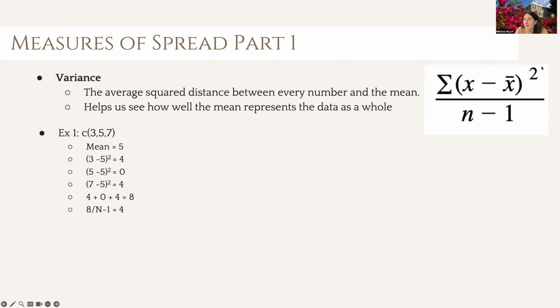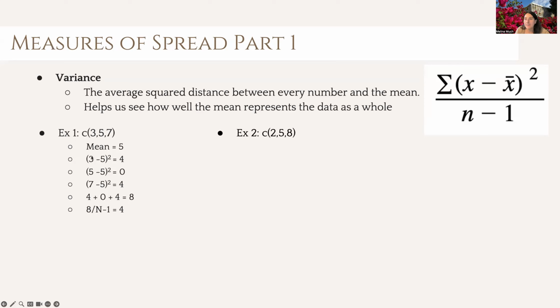It's the sum of squared differences of every value of x minus the mean. And the mean, I want you guys to get this in your head, is most often visualized as x bar, right? So the x bar here on the right-hand side, that's the mean, and the x is just representing the other observations. We're then going to divide by our total number minus 1. This just does a little bit of correction for us. But I want you guys to focus on this general concept that it's the average squared distance between every number and the mean, and it helps us see how well the mean represents the data as a whole.